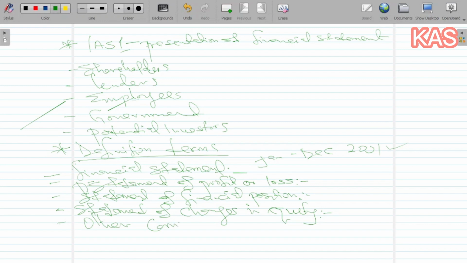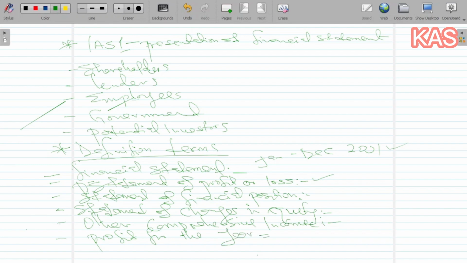Other comprehensive income. So this other comprehensive income, the income and expenses, usually is unrealized gains or losses that occur during the period, not recognized in the statement of profit or loss. So this other comprehensive income is separate from the profit for the year.